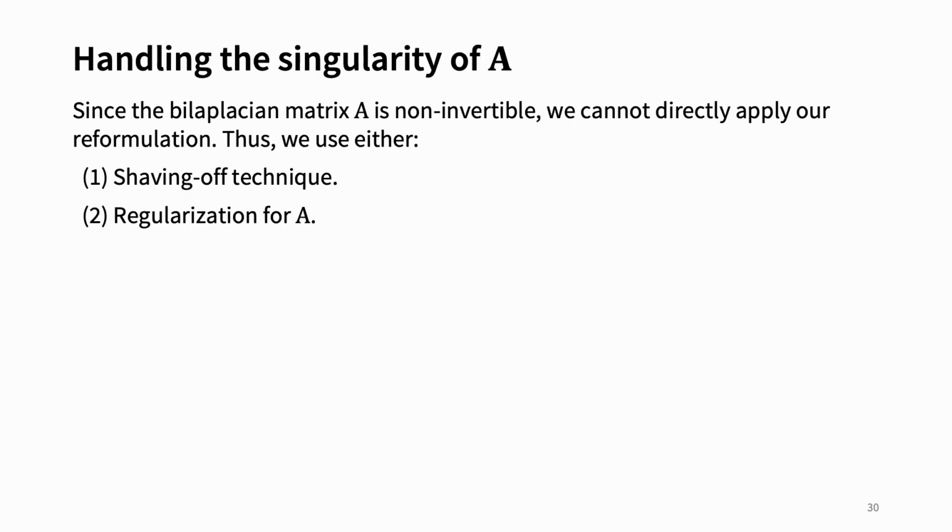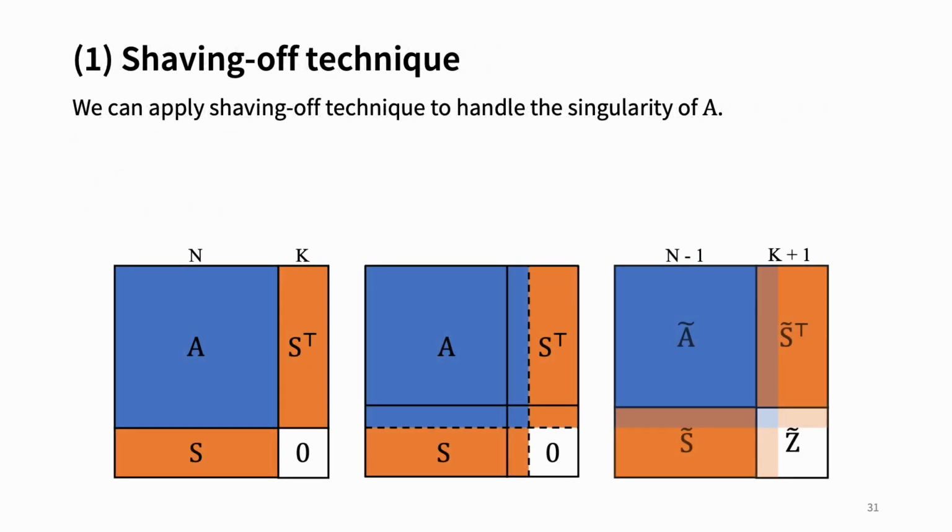However, since the Bilaplacian matrix is positive semi-definite and non-invertible, we can apply some techniques handling the singularity of the Bilaplacian matrix A. Thus, we can use the shaping up technique or regularization for A. To handle the singularity, we can apply the shaping up technique. With this technique, the final biharmonic weight is altered slightly. You can find more details in our paper.